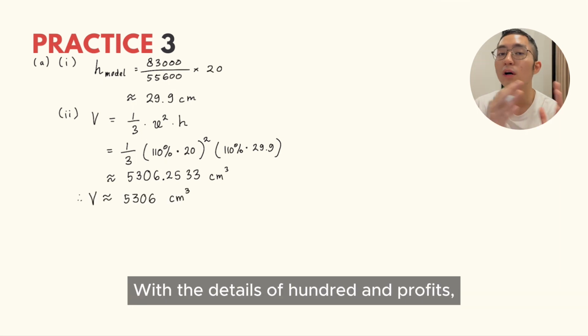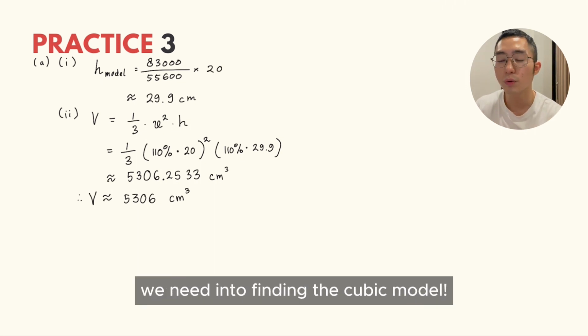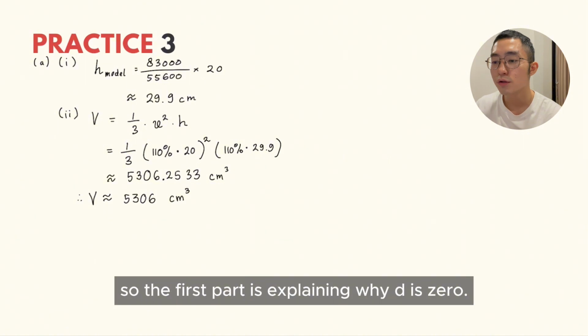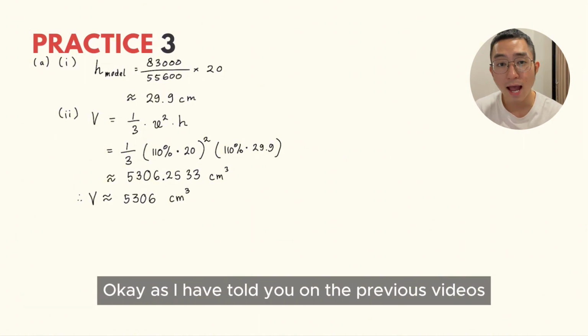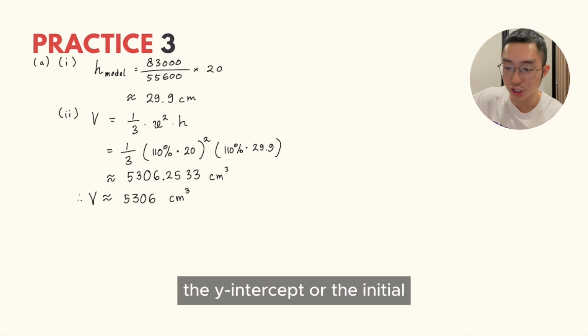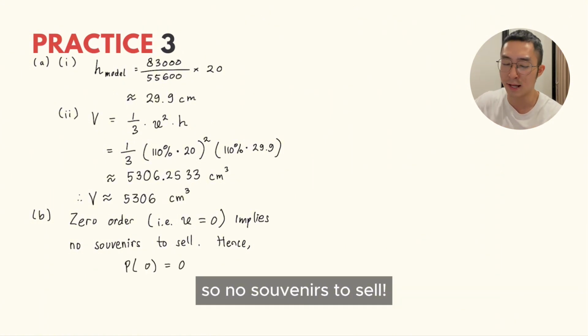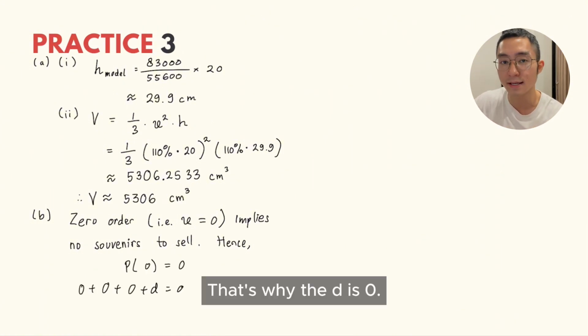With the details of quantity and profits, now we're moving on to finding the cubic model. So the first part is explaining why D is 0. Okay, as I have told you in the previous videos, the last constant of a polynomial represents the y-intercept or the initial. So logically, it means that x or the order is 0. So no souvenirs to sell. So that's why D is 0.